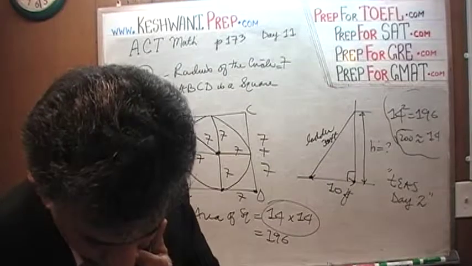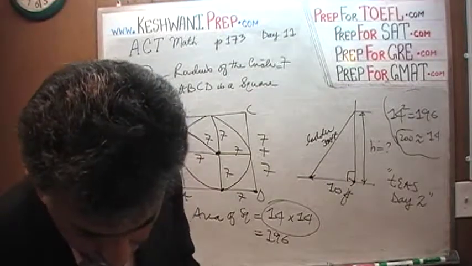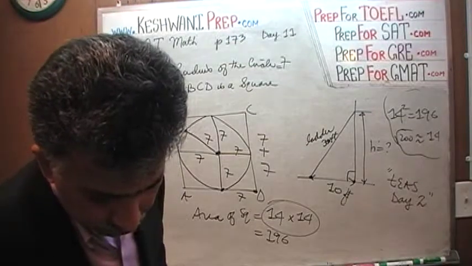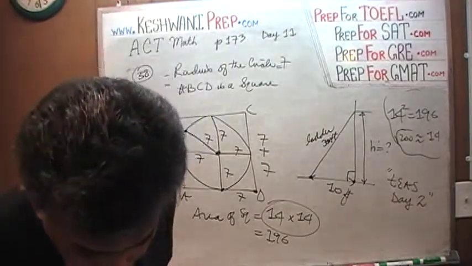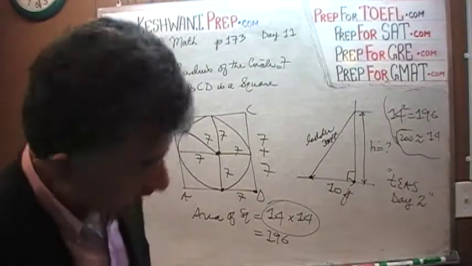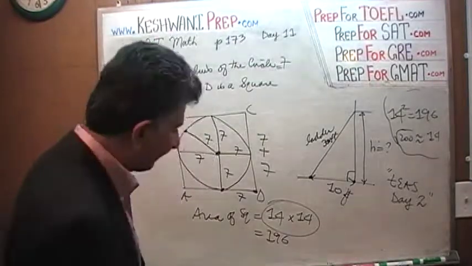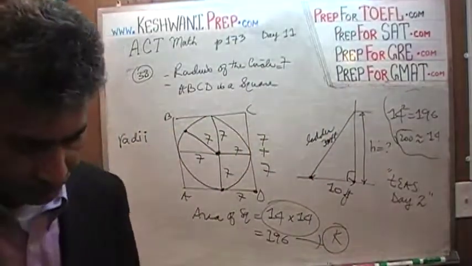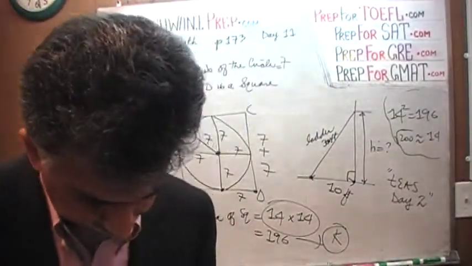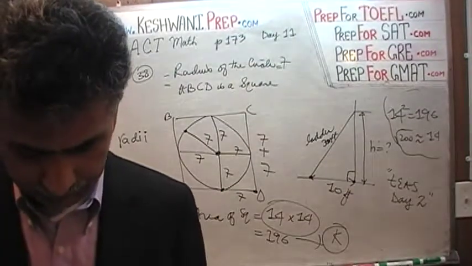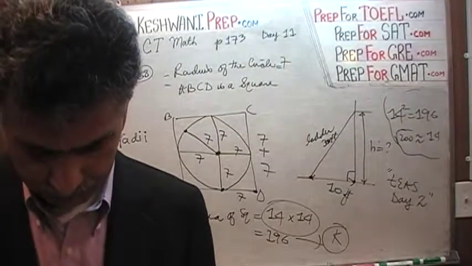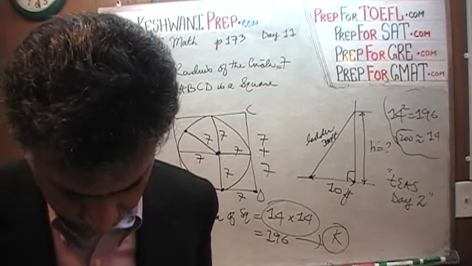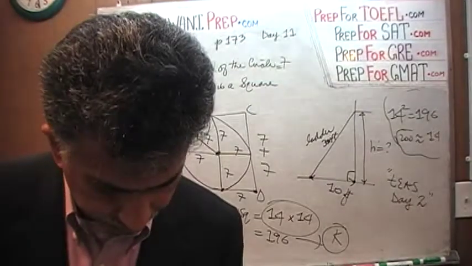What is the area of the square in square feet? I don't see 196 anywhere. Oh, 196 is answer choice K. The answer is K. K is in kite. I didn't see it. It's 196, which is answer choice K. That's all.